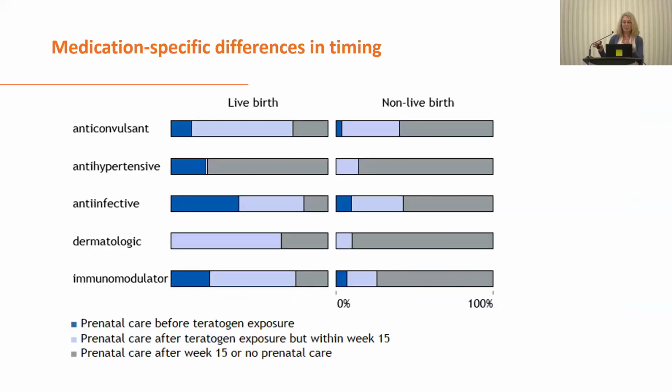This actually looks a little bit different across different medication classes. So what you see here is the distribution based on exposure to teratogenic anticonvulsants versus antihypertensives versus anti-infectives. The dermatologic one, that's isotretinoin here. So you see even for isotretinoin, a good amount of the prenatal care starts after the exposure. And again, this is week 15. So these are women who have been exposed to isotretinoin and would not be able to abort any longer if they live in a state that has this law in place.